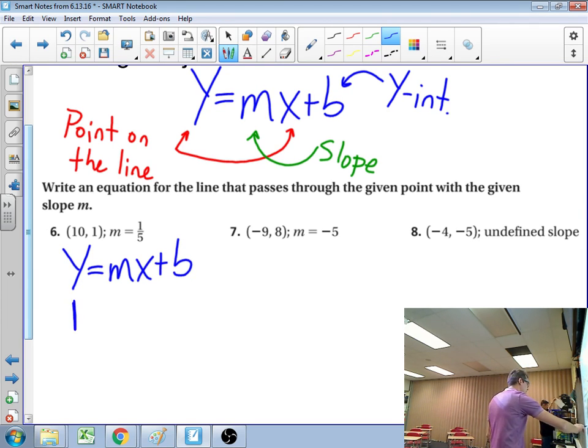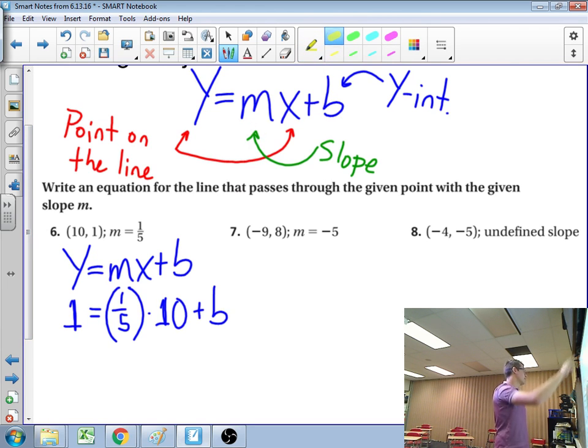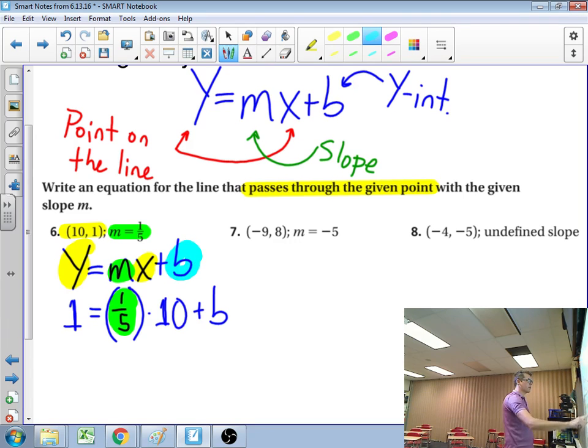So this y is actually 1, when the slope is 1/5, and my x value is 10. So all I did was I took the point that it gave me, because it says that it passes through the given point, so we know that point is on the line. So I plugged that in for my y and my x values. I knew the slope was 1/5, so I plugged that in for my m value. And the only thing I don't know is my y-intercept, my b value.